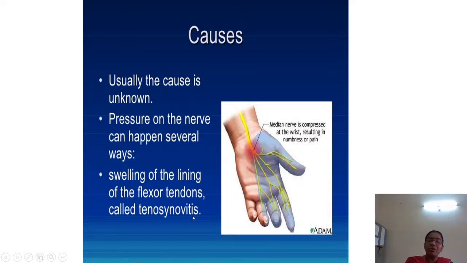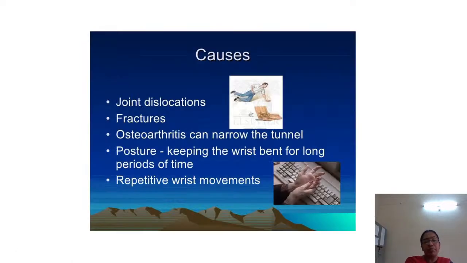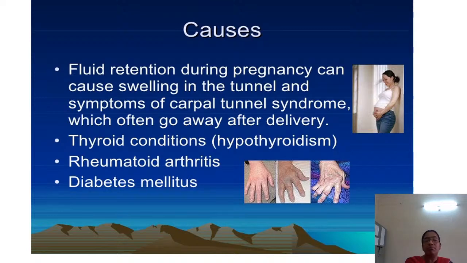The reason might be tenosynovitis, or pressure or compression of the nerve, or it might be joint dislocation, mainly of a carpal bone, that is a lunate bone dislocation, or fractures, or osteoarthritis, or posture when we are keeping the wrist bent for long periods, or repetitive wrist movements, and because of that also you can see the median nerve will be compressed.